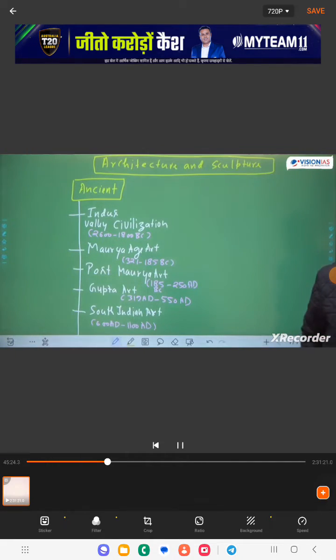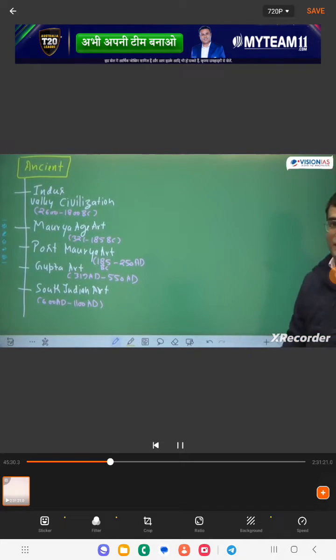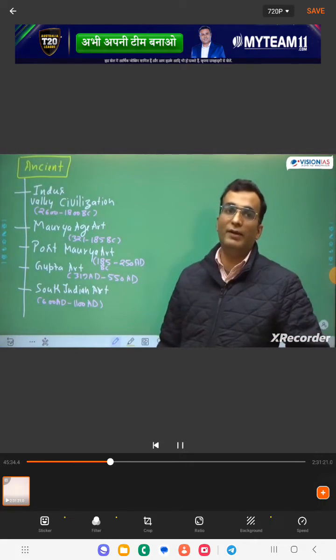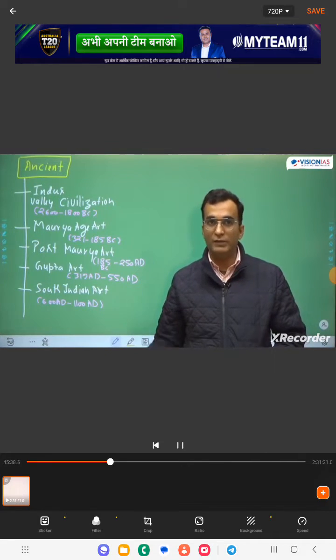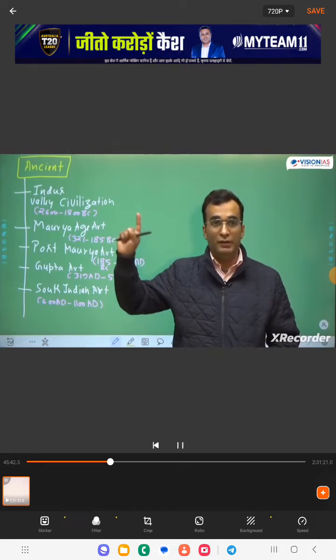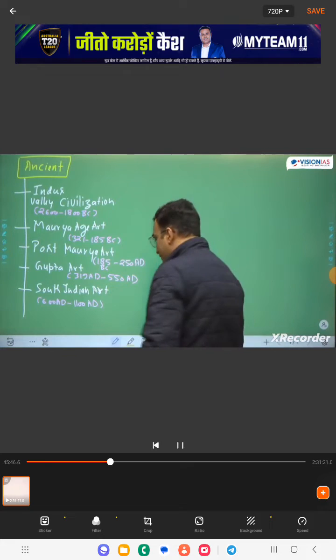Then let's come to the next one, and please create this chart. It is going to be highly useful in the later stages when you are revising and studying. Whenever you are confused about which part you are studying and where it belongs, you can look back at this chart. Okay? So let's come to the medieval period.